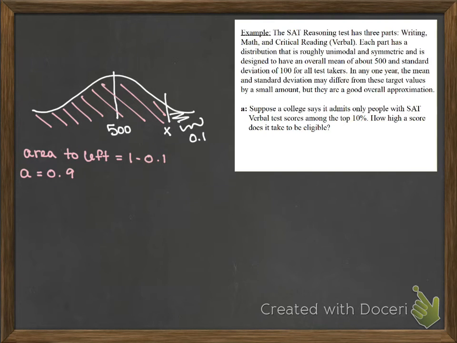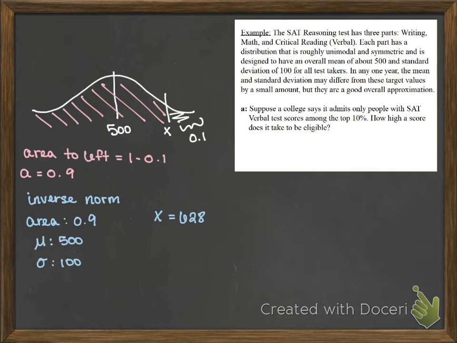So with inverse norm, again, we're using inverse because it gives us the area underneath the curve. It asks for the area, the mean, and the standard deviation. So our area, again, using the area to the left is 0.9. The mean, it told us, was 500 with a standard deviation of 100. So putting that in, we get the boundary of 628. So that means students need to score at least a 628 to be in the top 10% of the people taking the SAT.